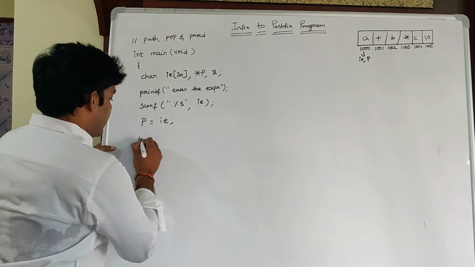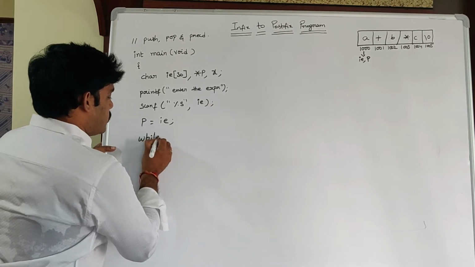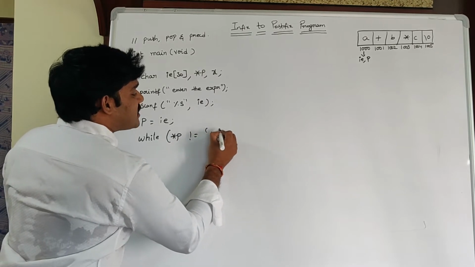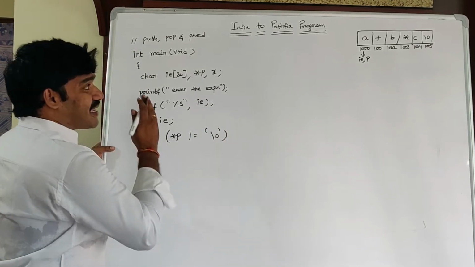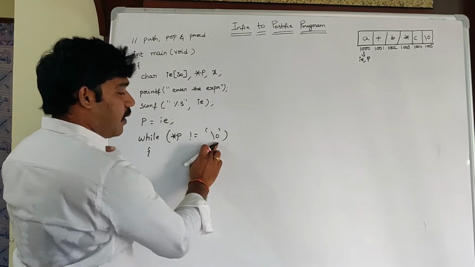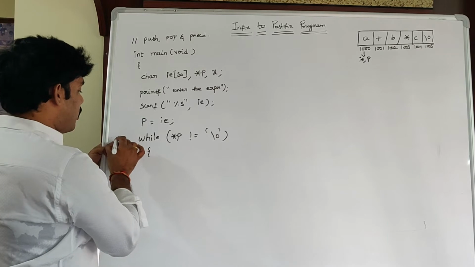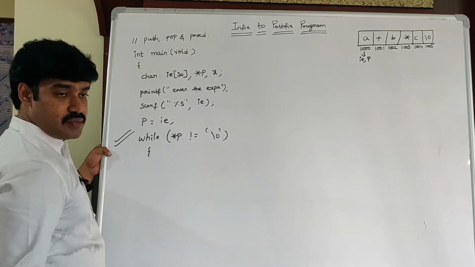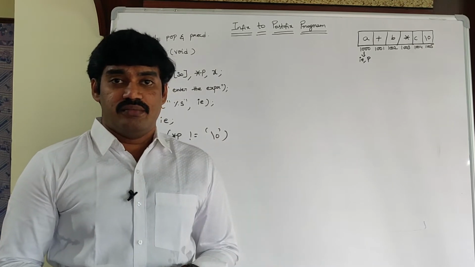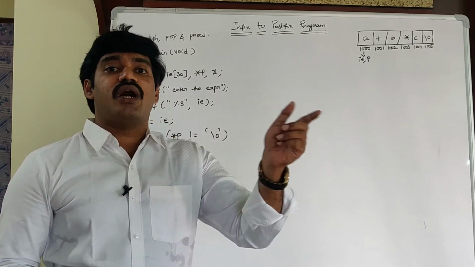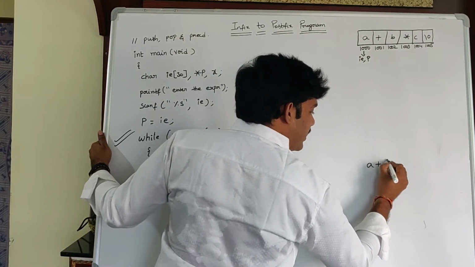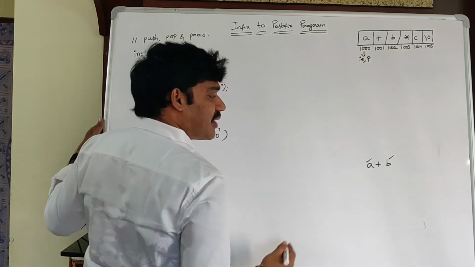Next logic is while star P not equals to \0. Scan the expression from left to right up to the end of the string. This is your main logic. What is your first point? If it is an operand, then place that one into the output. What are the operands? A plus B. A and B are known as operands.